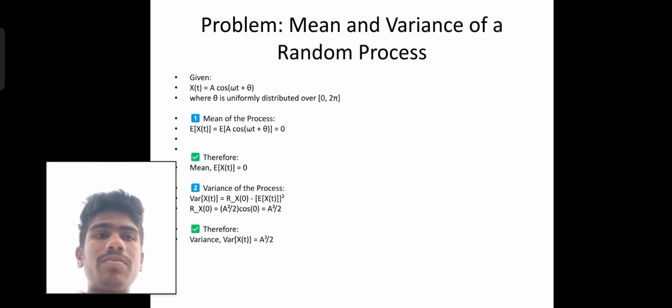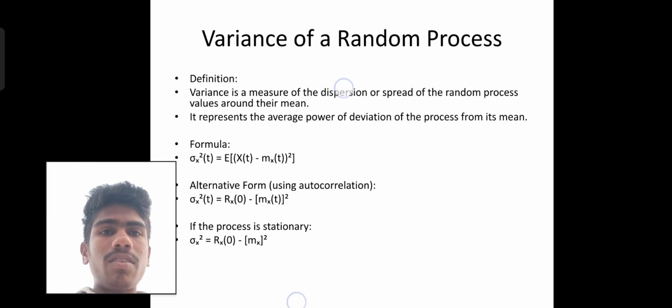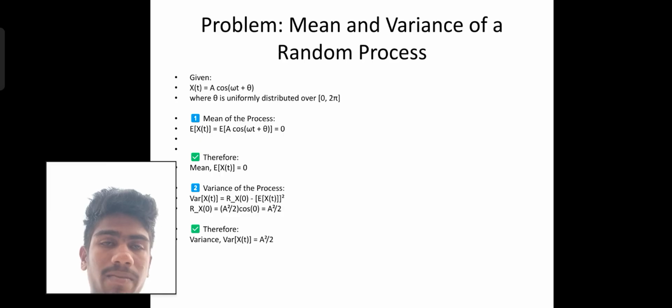Let us solve a problem on mean and variance of a random process. Given X of t equal to A cos of omega t plus theta, where theta is uniformly distributed over the interval 0 to 2 pi. First, the mean of the process. The expected value of X of t is equal to the expected value of A cos of omega t plus theta, which equals 0. Therefore, the mean E of X of t is equal to 0.